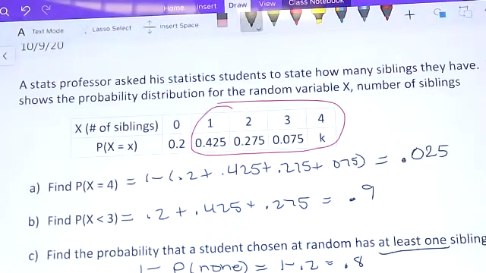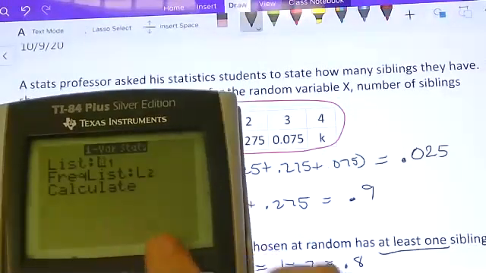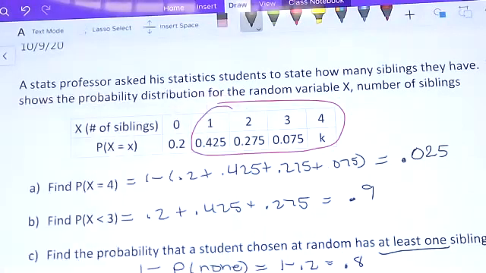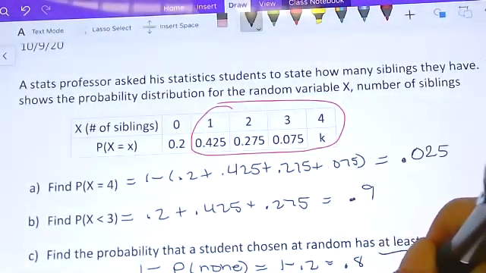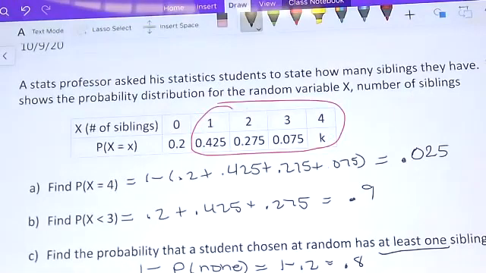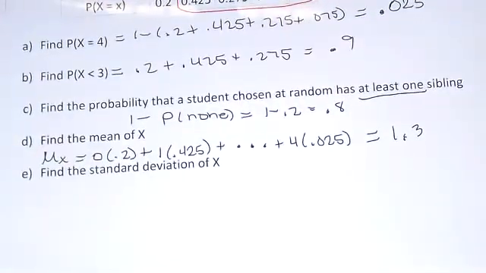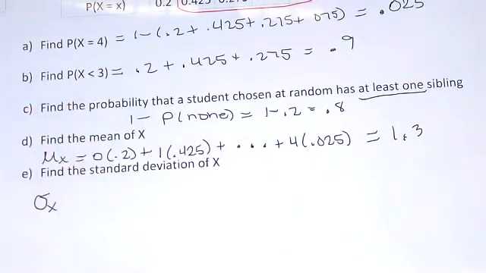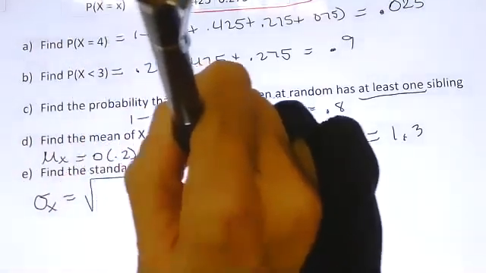hopefully. So then I can go to Stat, Calc, one variable stats, list 1, list 2, and my mean comes out to be 1.3. So the average number of siblings for this class, based on all of those probabilities, is 1.3. Okay. Standard deviation. Okay. Formula is on the formula sheet, so you don't have to memorize how to do it, but this is how we find the standard deviation.